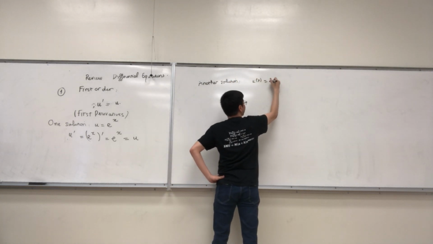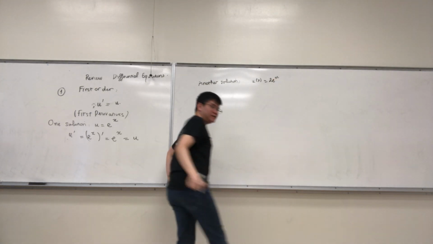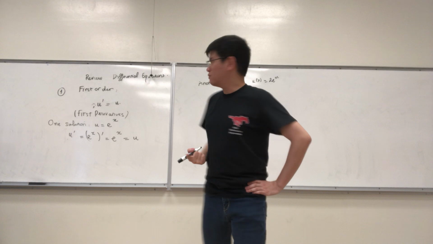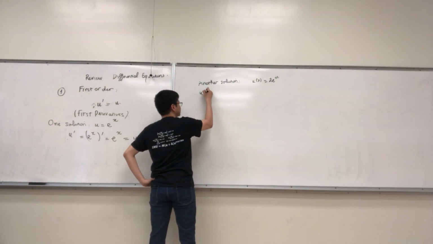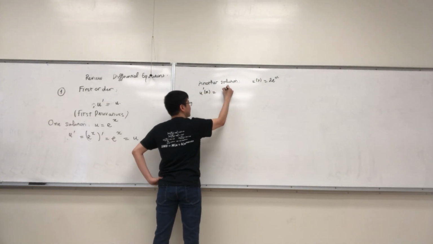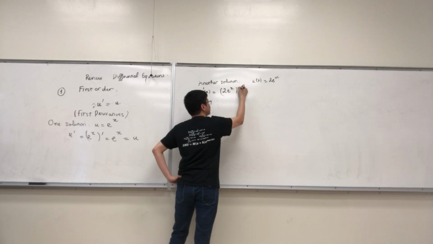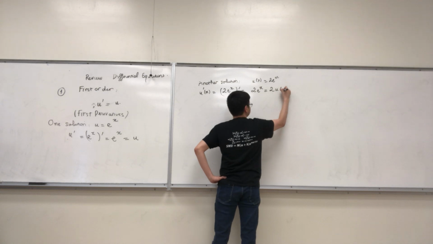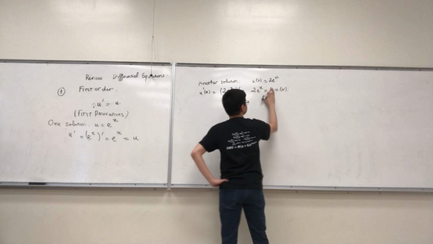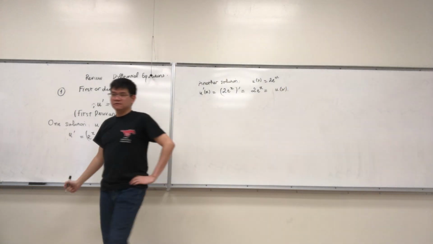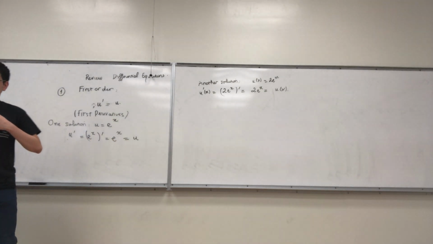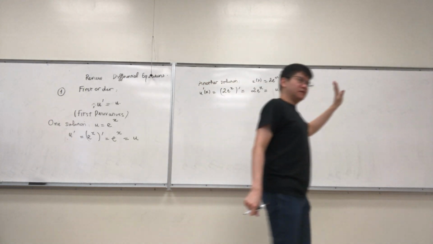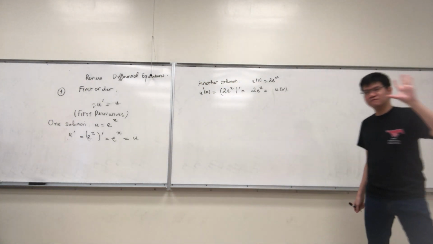u of x is 2 exponential of x. Right? So 2 exponential of x is also a solution. Why? Because when you take the derivative of u of x, you're going to have 2 exponential of x prime, and this gives you 2 exponential of x. Sorry, this is u of x. All right? So why do I say this? I'm trying to explain the concept of boundary condition.